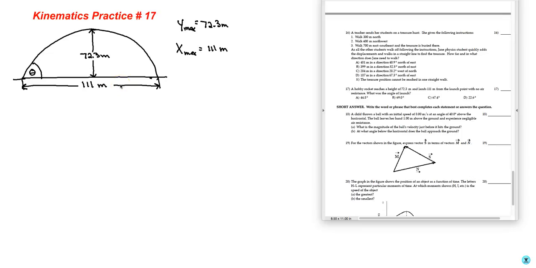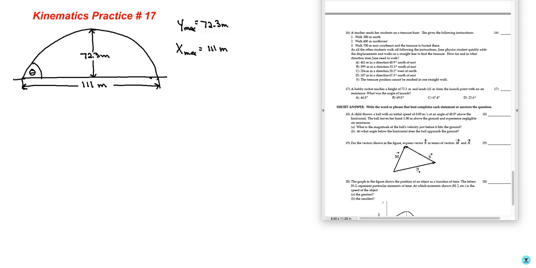All right, so here's problem 17 from our kinematics practice packet that we did. And it reads, a hobby rocket reaches a height of 72.3 meters and lands 111 meters from the launch point with no air resistance. What is the angle of launch?